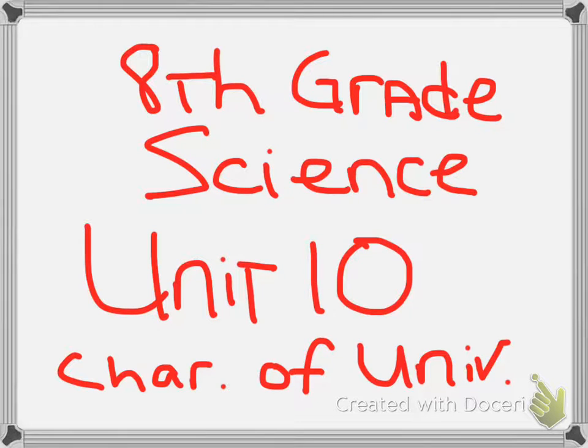For number 18, use the following graphic for the next 2 questions, number 18 and 19. Proxima Centauri is the closest star to the Earth after the Sun. Proxima Centauri is approximately 4.3 light years away. Number 18, how long would it take light from Proxima Centauri to reach the Earth? A, 1 year. B, 4.3 years. C, 43 years, or D, 10 trillion years.